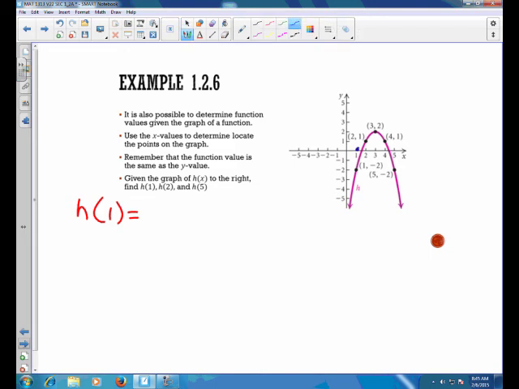We're going to look at the function. And we're going to say if x equals 1, then what's the y value? Well, in this case, if x equals 1, the y value is negative 2. And we would do the same for the other points. For h of 2, we're just going to look where x equals 2. And when x equals 2, the function is equal to 1.